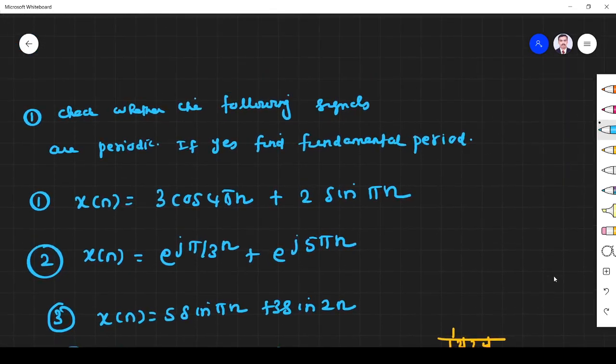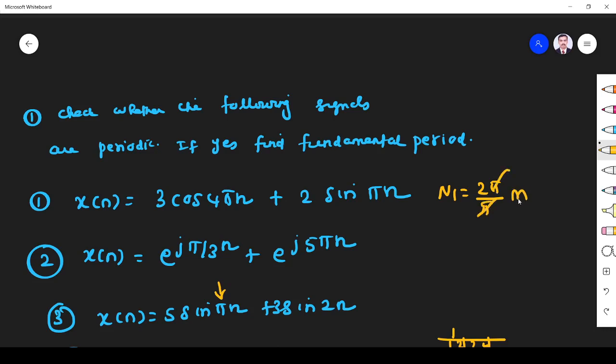The third problem is sin pi n plus sin 2n. So you see sin pi n, I do here. So n1 is equal to 2 pi by omega, where omega is pi here, into m. So pi cancels. When you substitute m is equal to 1, n becomes 2. So n1 is equal to 2, m is equal to 1. So this is periodic.